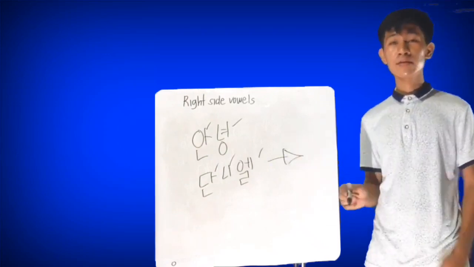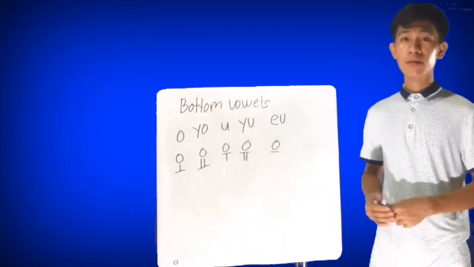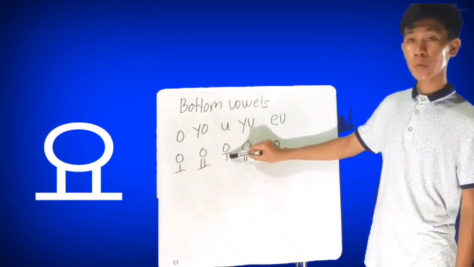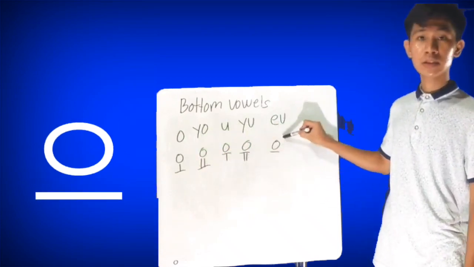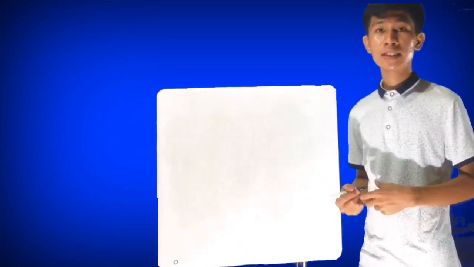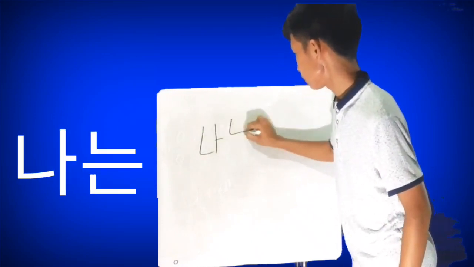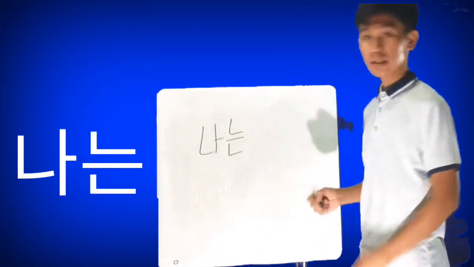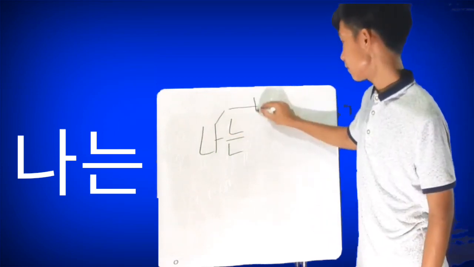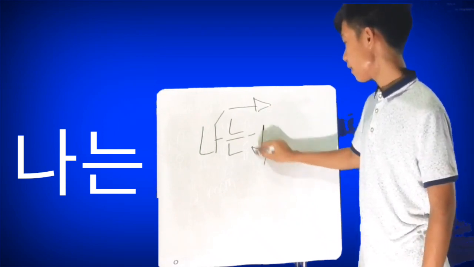So now, let's go to the bottom vowels. So these are the bottom vowels. O, Yo, U, U, and U. So to make it clear, let's have some examples. Nanan. Nanan. This is a right side vowel. Then this is a bottom vowel.